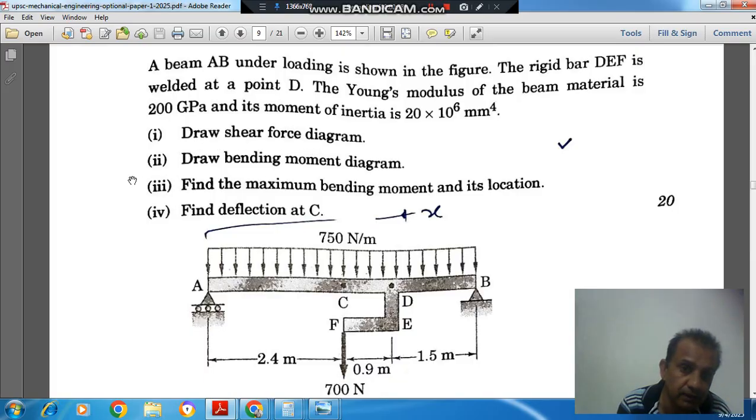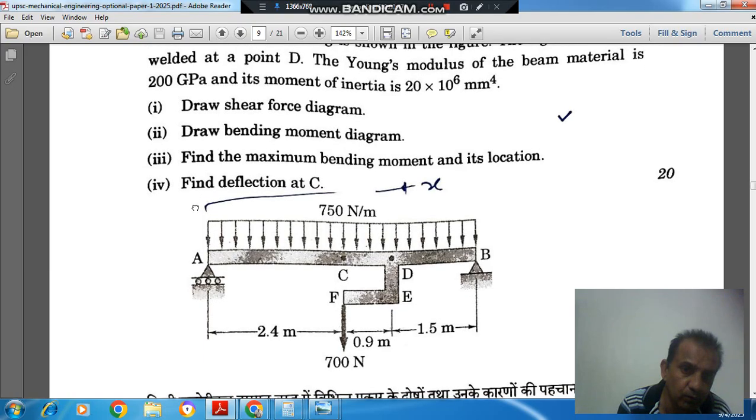First, draw shear force diagram. Second, draw bending moment diagram. Third, find maximum bending moment and its location. Fourth, find deflection at C.